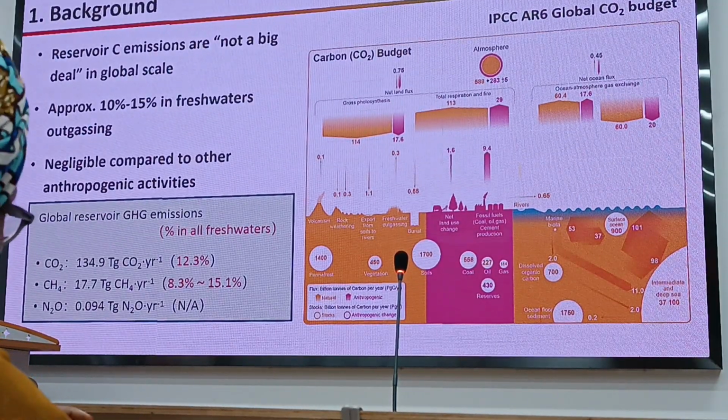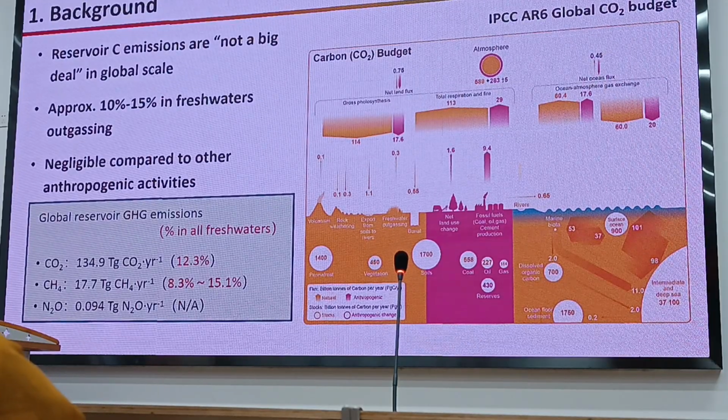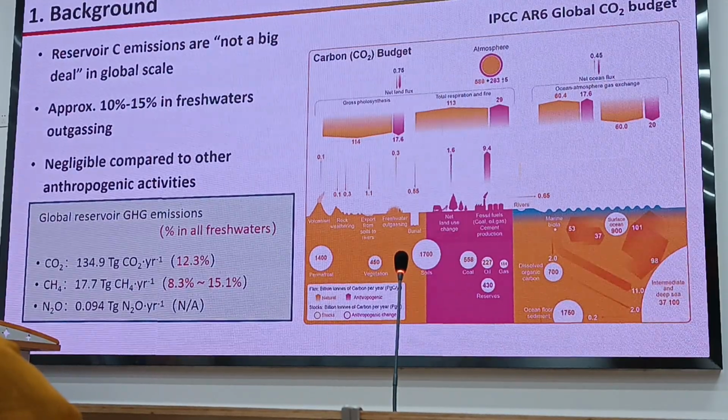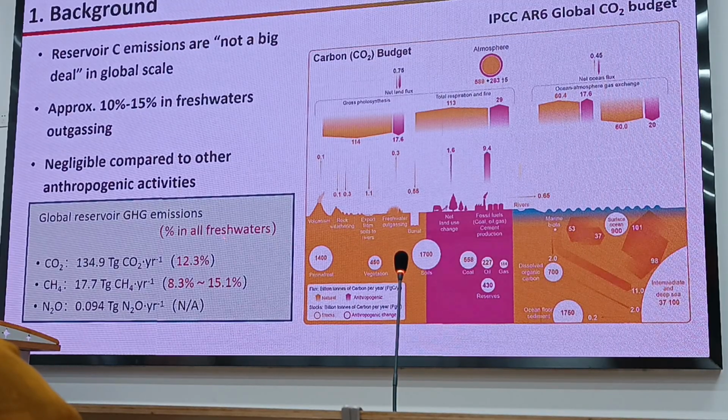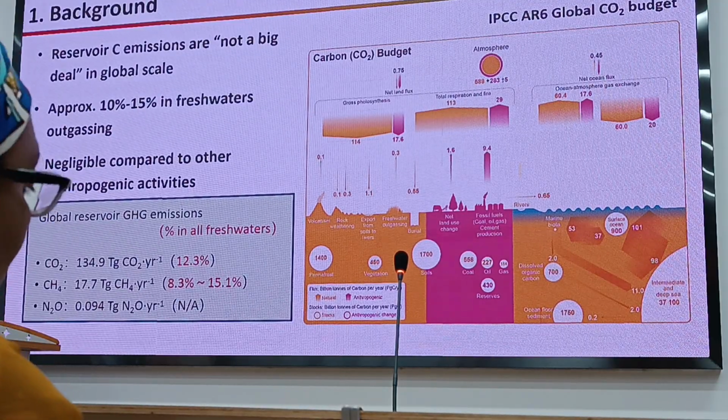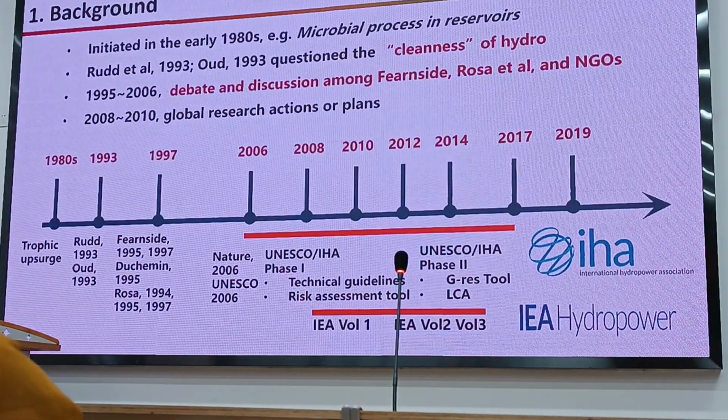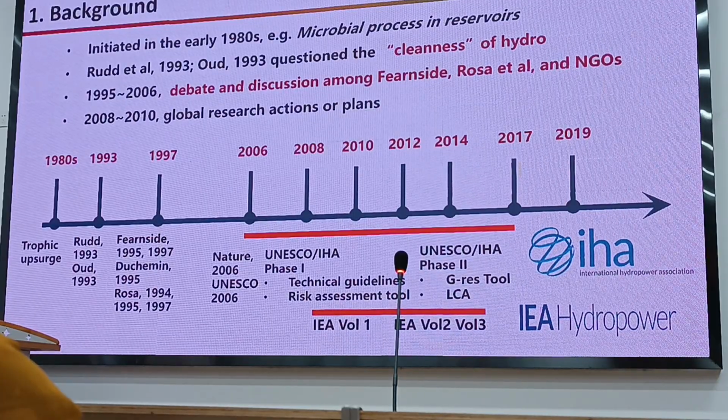So global reservoir greenhouse gas emission for carbon dioxide is about 12% of all fresh waters. And methane is about 0.10% or 50% of all the fresh waters. For nitrous oxide, we don't have the graph data right now, it has large uncertainties. And the damming can create greenhouse gas emission.